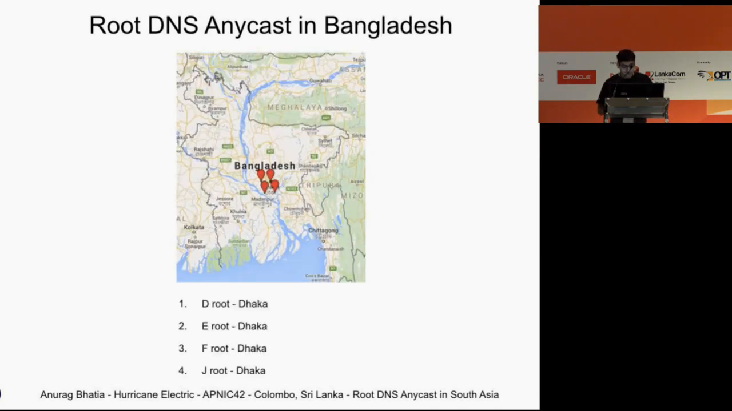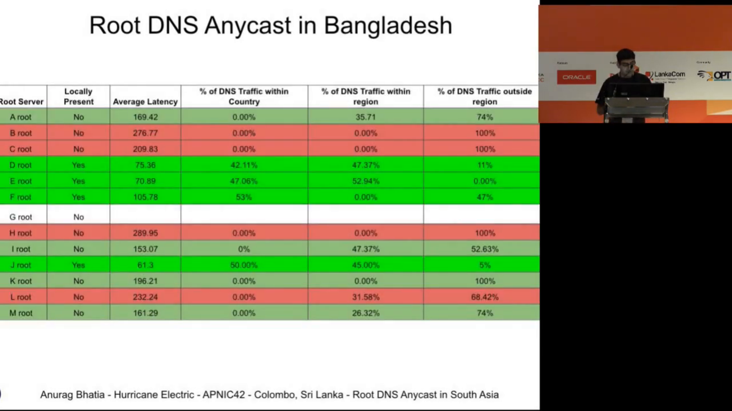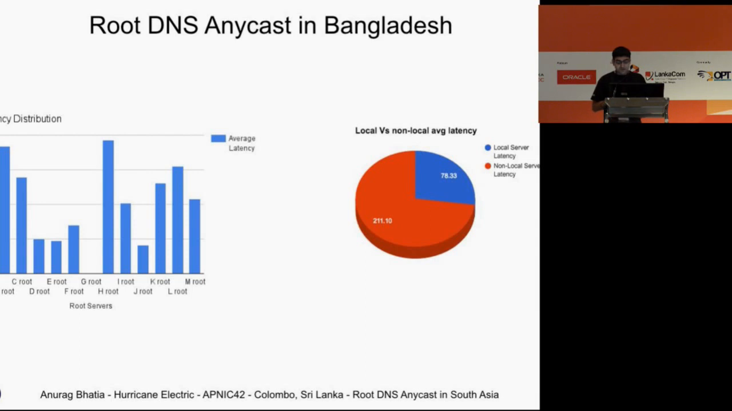Coming to Bangladesh, there are 4 root servers in Bangladesh, all of them in Dhaka: D, E, F, and J. And in terms of latency, all of them showed pretty good latencies, usually less than 100 milliseconds, except for F root, which is just a little above 100. Still a bit of traffic went outside here as well, almost half of the traffic for D and E. And that shows that probes in those larger providers are still not paired with these servers. Maybe they could be down at that time, and we did not run this test multiple times. It is just done at one time. It's a one-sided picture. For the local versus non-local, 78 versus 211 milliseconds.